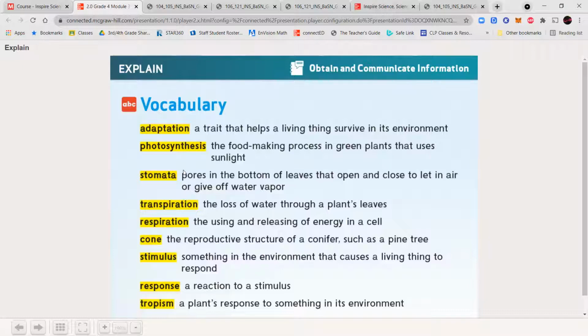Next, we have the word photosynthesis. Photosynthesis is the food-making process in green plants that use sunlight. So photo means light. Here we're talking about sunlight. Synthesis is when you make something. So you're making something with light. And what we're making over here is food for the plant. Plants are organisms that are able to make their own food. They don't need to get it from a different source.